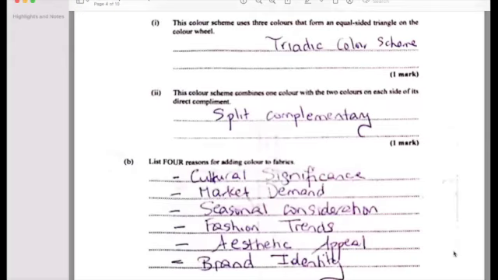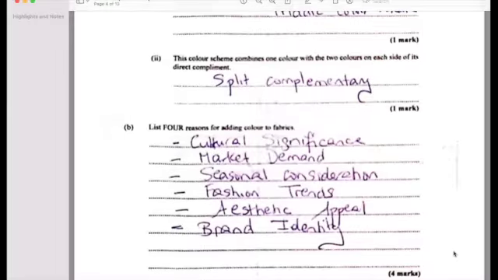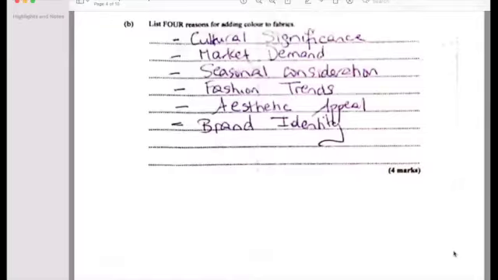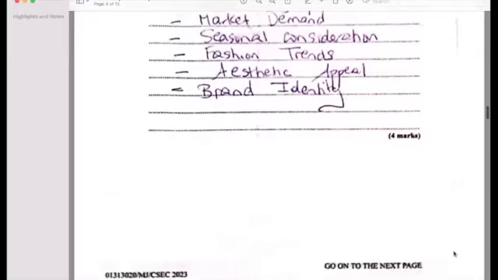Then it says, state 4 reasons for adding color to a fabric. Why do you think persons add color to fabric? One, brand identity, aesthetic appeal, fashion trends, seasonal considerations, market demands, and of course, cultural and religious significance. That's 4 marks. I gave you 6, but you only need 4, so you can choose.